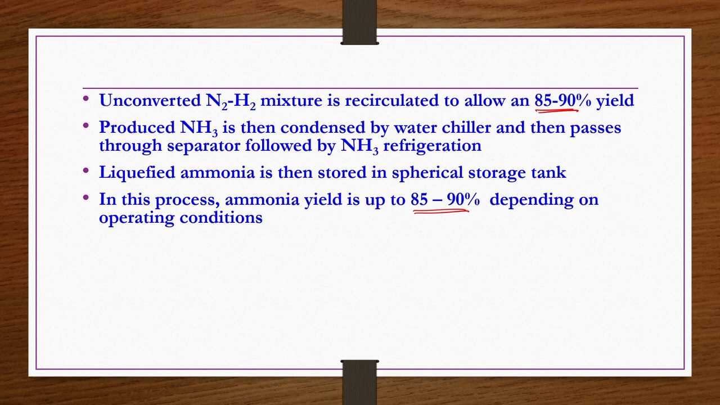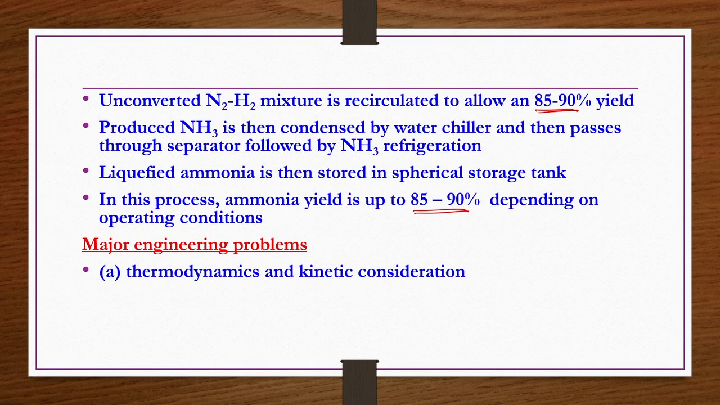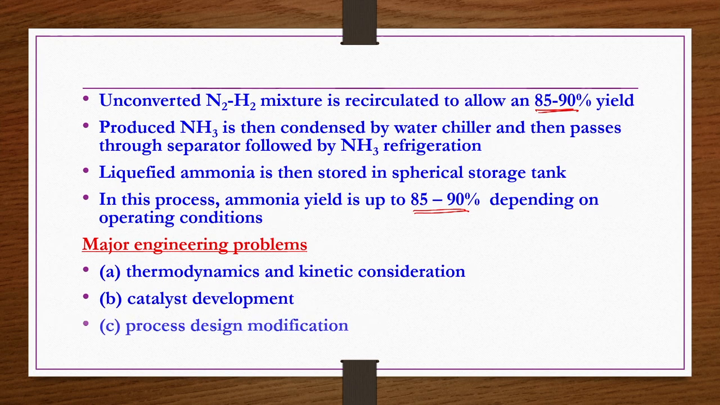So now what are the possible engineering problems that one should be careful about? Whenever there is a reversible reaction, thermodynamics and kinetics play an essential role. And if a catalytic reaction is there, then the catalyst is the other important factor. So these are the engineering parameters one should be careful about. The major engineering problems are thermodynamic and kinetic considerations, catalyst development, and process design modifications based on these two considerations.